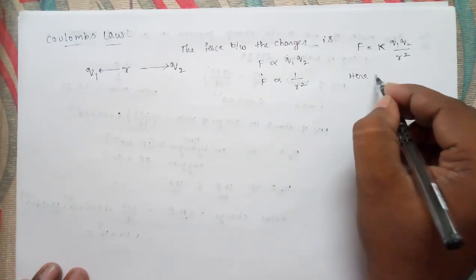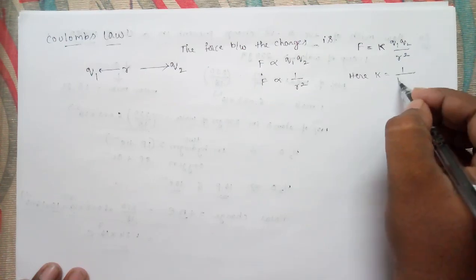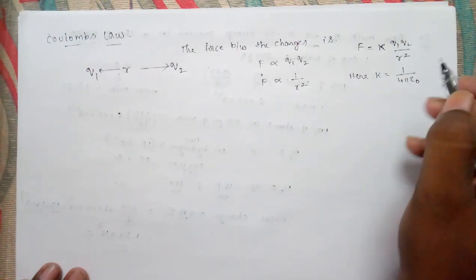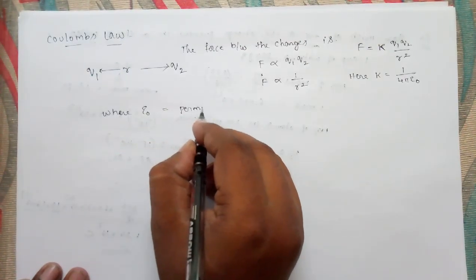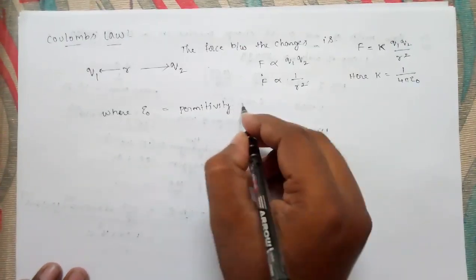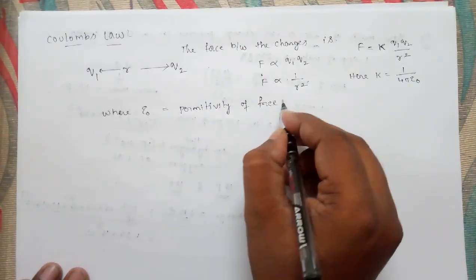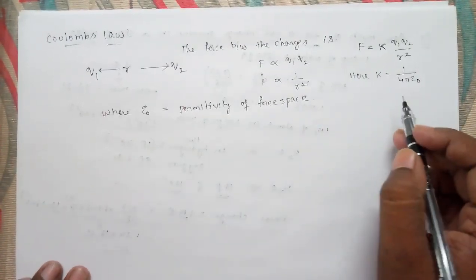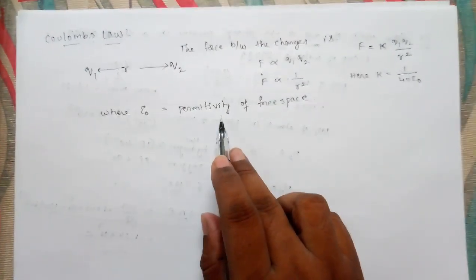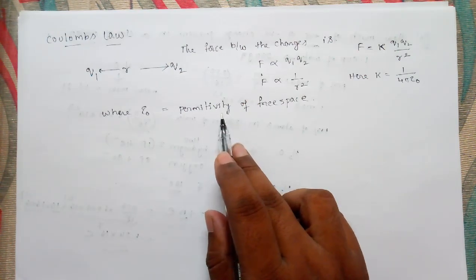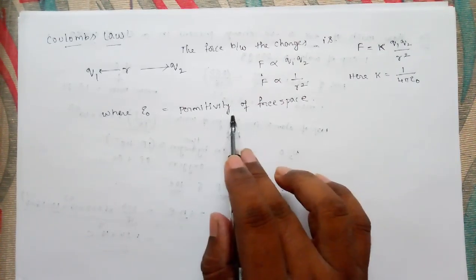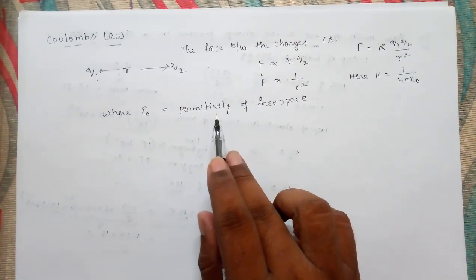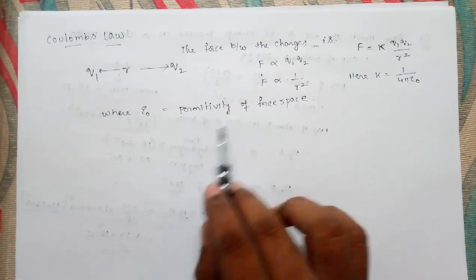Here this k is equal to 1 upon 4 pi epsilon naught, where epsilon naught is nothing but the permittivity of free space. What is the meaning of permittivity of free space? It is the property of the medium which influences the force between the charges. If the medium is other than free space, the force will change; if it is a different medium, the force will be different.